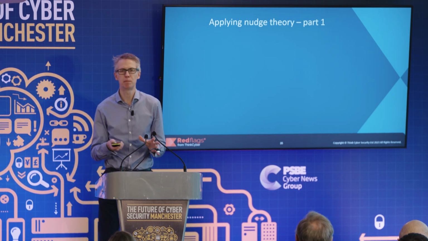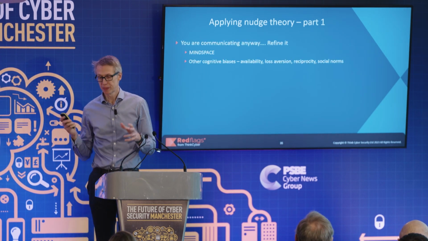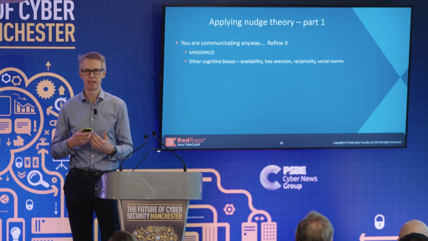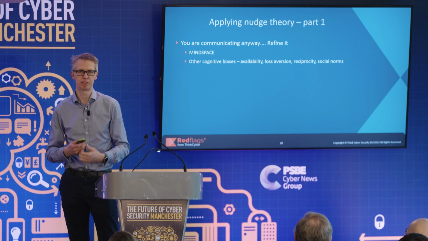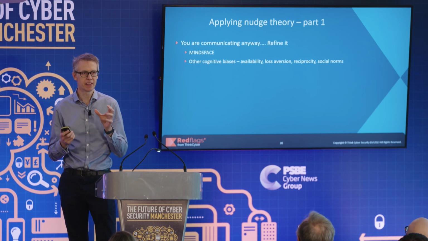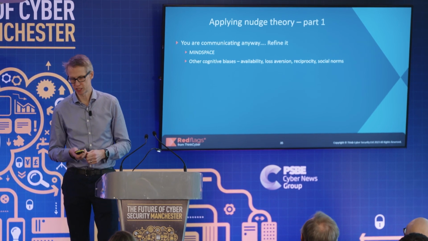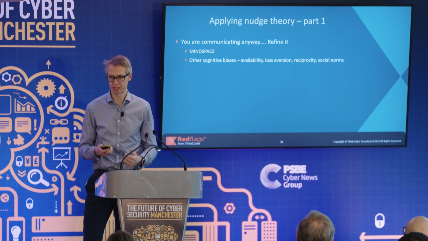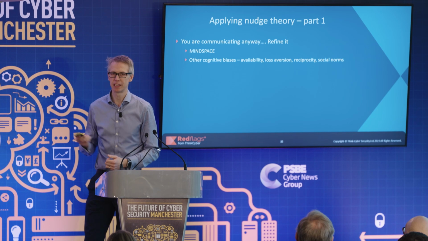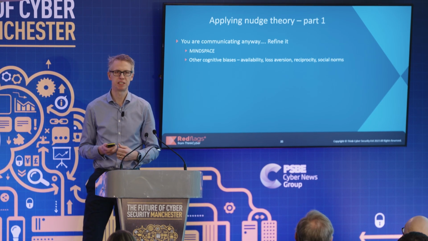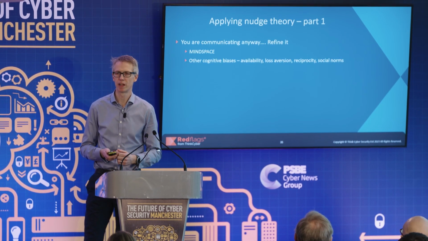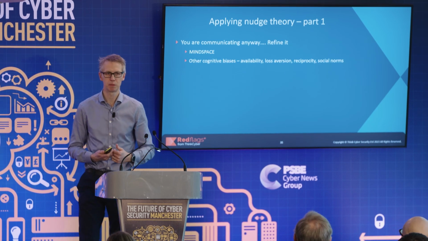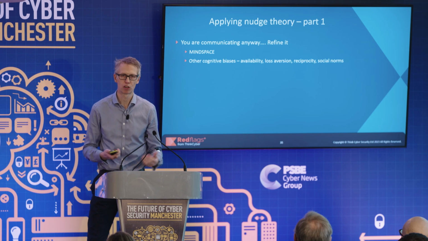So let's start really simply. How do we apply that? You're communicating anyway, so try and use some of these things in the messages you're using. If you're sending people emails, you're doing comms, think a bit more carefully about how you're going to structure that. Maybe just have a quick whiz through Mindspace. Could I use one or two of these things in this message? But there are other things as well, other heuristics. Reciprocity is a great one. If I give you something, then you feel slightly obliged to give something back to me. So we could highlight that in our comms, for example.